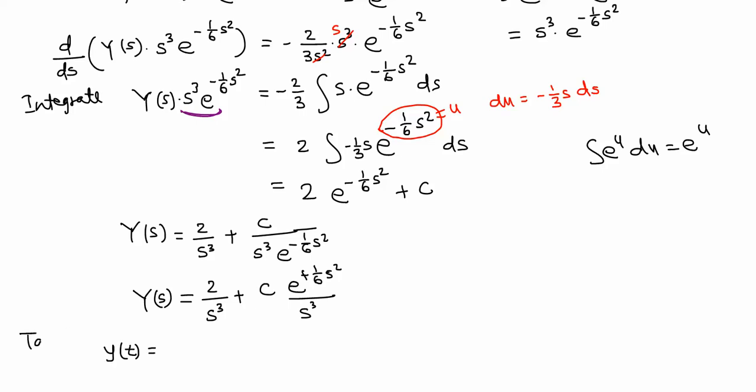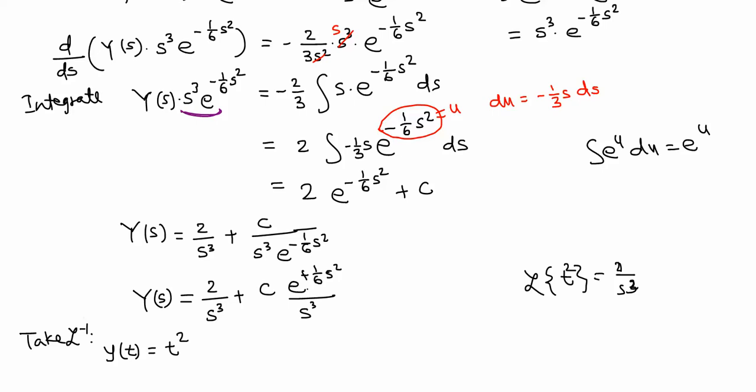So take inverse Laplace on both sides, that's the Laplace of little y, so y(t) equals, so this is 2 over s cubed. We know the Laplace of t is 1 over s squared, so t squared is 2 over s cubed, so this is just t squared.